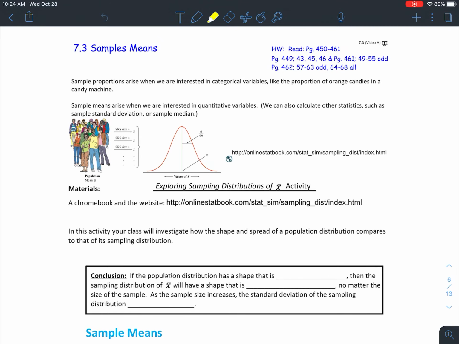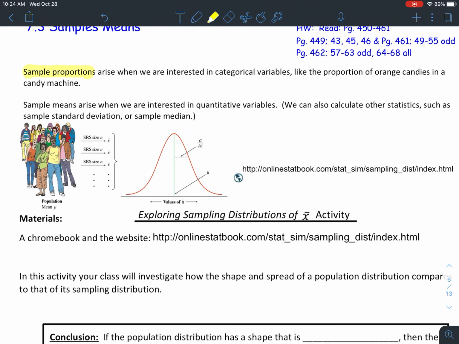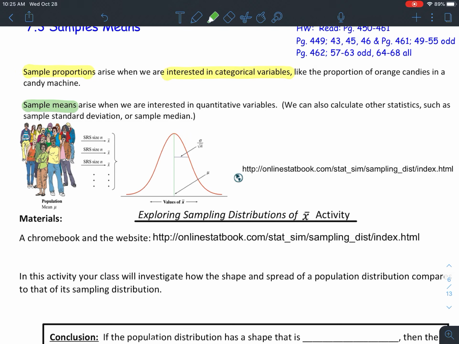Okay, so here's what we know. We know that sample proportions arise, particularly when we're interested in categorical variables, things like maybe the proportion of orange candies in a candy machine. Oftentimes the thing we're measuring is not numerical, and so we're counting the proportion of that particular item in a given sample. But with a sample mean, that's when we're interested in a quantitative variable, okay? And this is when we could calculate other statistics like a sample standard deviation or a sample median.